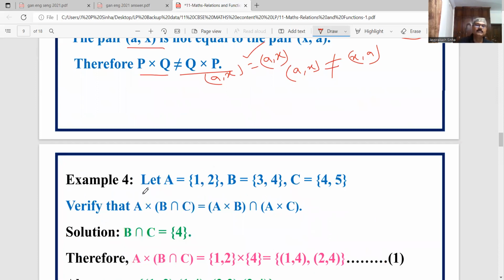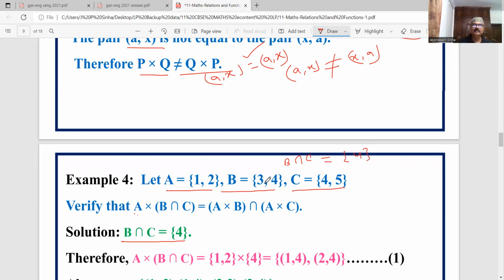Now we have to prove: let A be equal to {1, 2}, B is equal to {3, 4}, and C is equal to {4, 5}. Verify that A cross (B intersection C) is equal to (A cross B) intersection (A cross C). Solution: first of all, we'll find A cross (B intersection C). So first we'll find B intersection C. What we'll get here? The elements which are common to B and C both. So this will be 4.